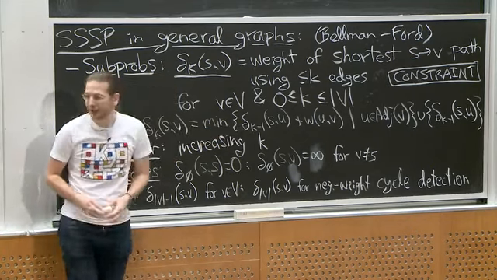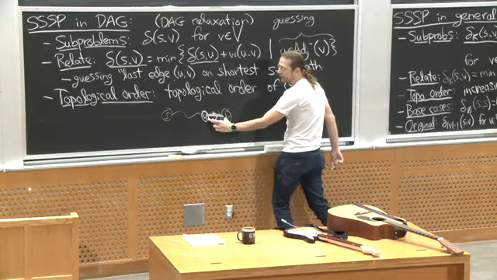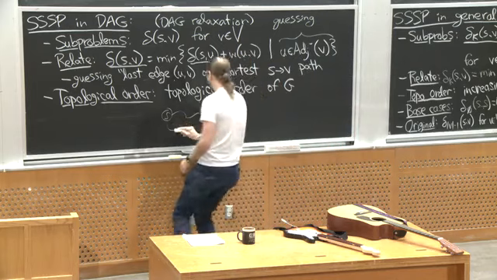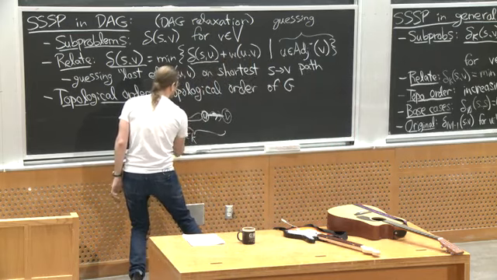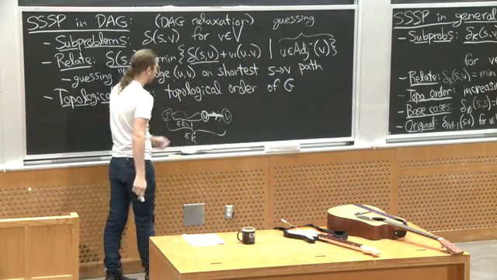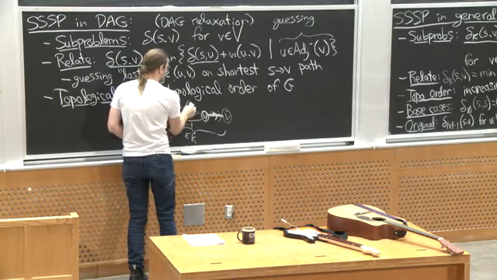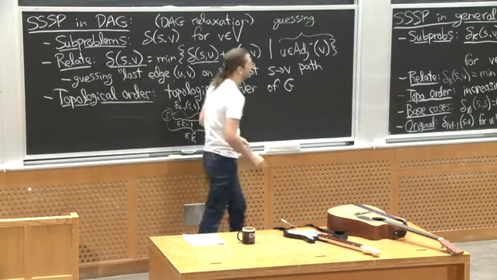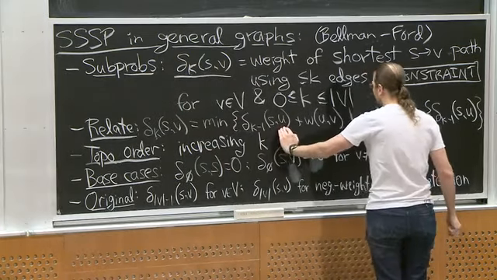The observation being, if I've already guessed what the last edge uv is for this path, then if this whole thing has length at most k, then this piece has length at most k minus 1. So I only need to solve delta sub k minus 1 of SU here, sorry, of SU, is what I wrote here.